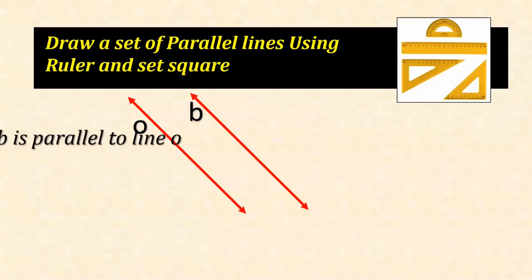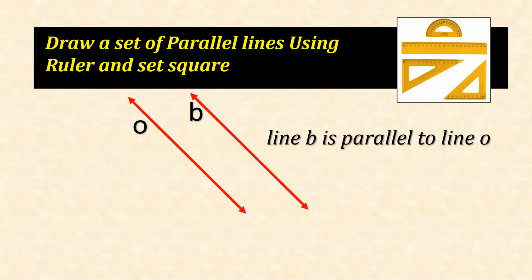So how do you call it now? Everybody say it. Line B is parallel to line O. Very good. Line C is parallel to line O.